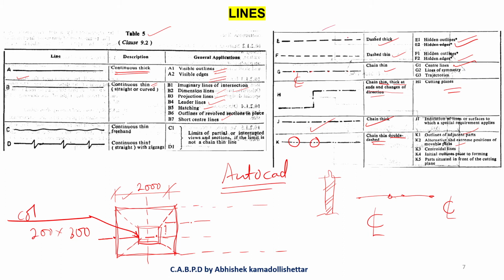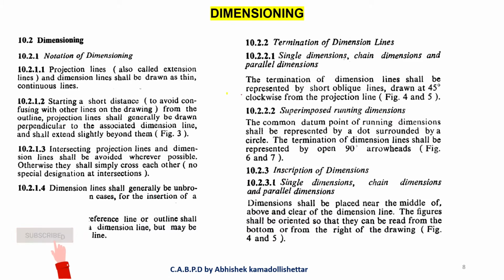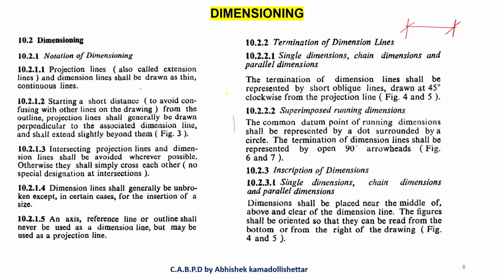Hope you are understanding. Next part is dimensioning. While providing the dimensions, see how you will give the termination of the dimensions. There's a start, an end, and there's a dash here. What should be the angle here? It should be 45 degrees. The line should be drawn at 45 degrees clockwise. All those things are required actually.